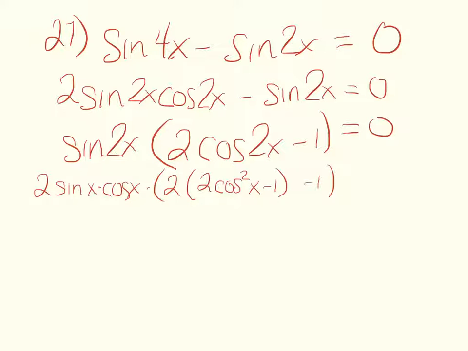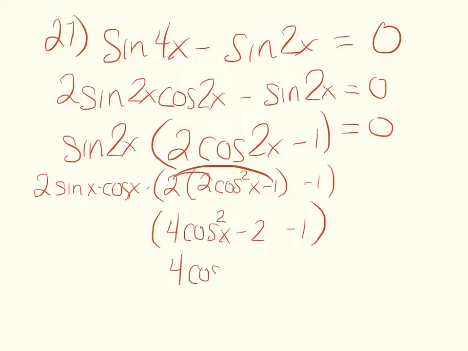And I got to clean that up a little bit. This 2 is going to have to get distributed. So it's going to become 4 cosine squared x minus 2. And then a minus 1. That becomes 4 cosine squared x minus 3. Now I have something that I can set equal to 0. I'm going to have the 2 sine x cosine x equals 0.